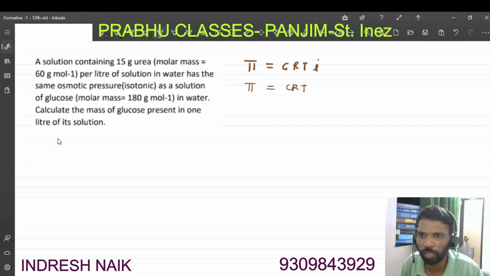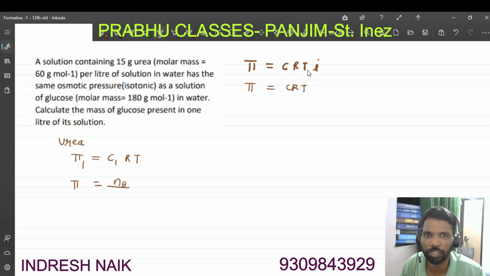Let's discuss the urea first. What is its osmotic pressure? Let's consider pi 1 equal to C1 RT. What is the concentration? Number of moles of solute, that is number of moles of B. C is the concentration of the solution, remember. And R is the gas constant.